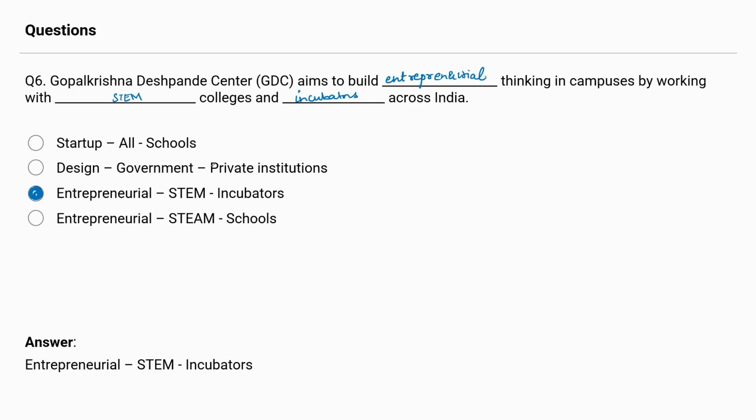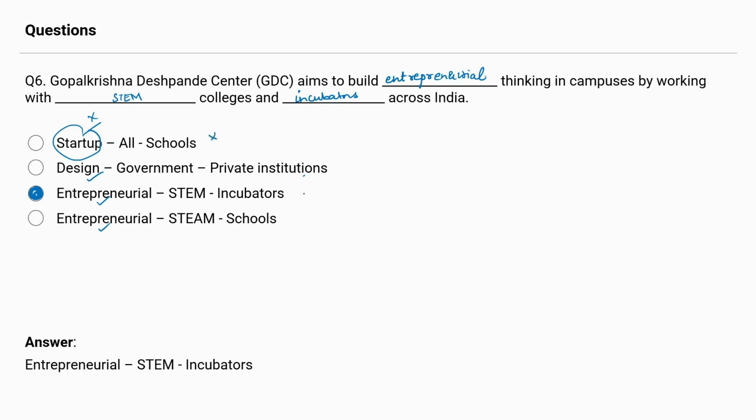So if you also see the other options, startup is not a thinking, like one of you have correctly mentioned. Design thinking can be considered something, and entrepreneurial thinking is also there, but there is nothing called a startup thinking, right? So the first option is obviously not correct.